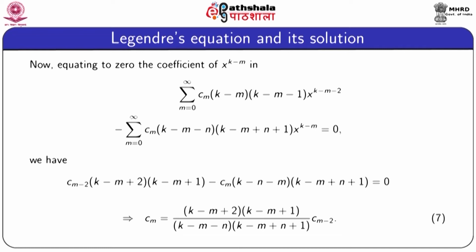Next, we equate to 0 the coefficient of x to the power k minus m in this expression. Now, as you can see here, we already have x to the power k minus m. So, the coefficient of x to the power k minus m in this case is going to be (k minus m minus n)(k minus m plus n plus 1). Now, what will be the coefficient of x to the power k minus m in this particular summation? What you do here is, I will replace this m by m minus 2, and please note this is a minus sign here.